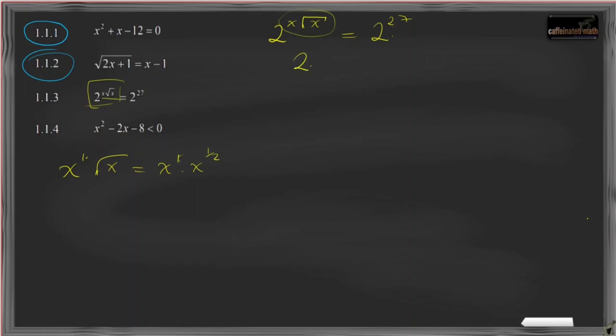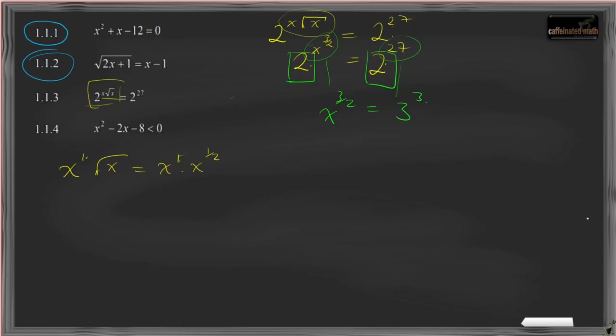So we'll have 2 to the power x to the power 3 over 2, which is equal to 2 to the power 27. So we'll follow our exponential laws. We have a base that's the same, and we have two exponents that make a bit more sense. Well, so that drops down and that drops down, and we'll have x to the power 3 over 2 being equal to, well, that's just 3 to the power 3.